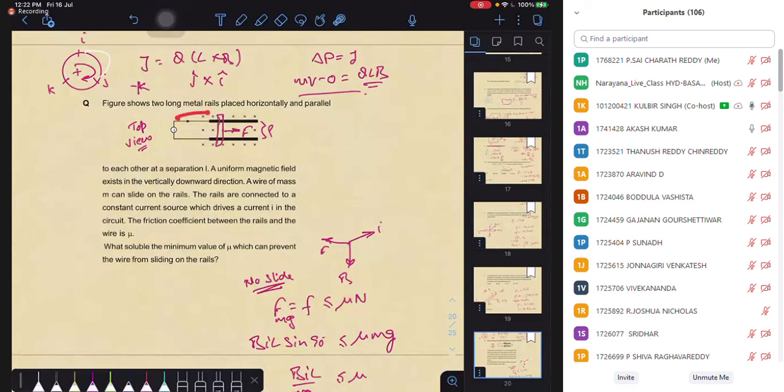So current is downward, magnetic field is inward. So I cross B. But this force is perpendicular to my magnetic field, first thing. The magnetic field is into the paper, so the force must be in the plane. And this force must be perpendicular to the current also, because it's a cross product. Cross product is perpendicular to both the vectors. So it should be perpendicular to the current and perpendicular to the field. So it will be either left or right, decided by your right hand thumb rule.